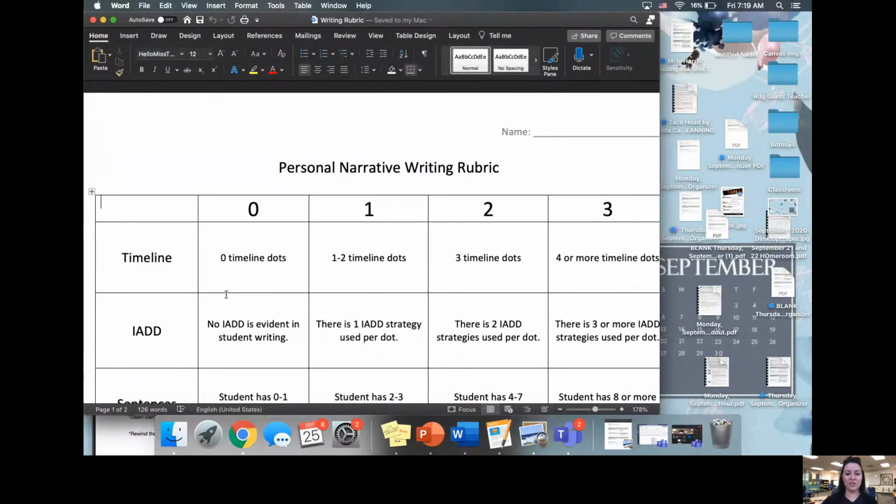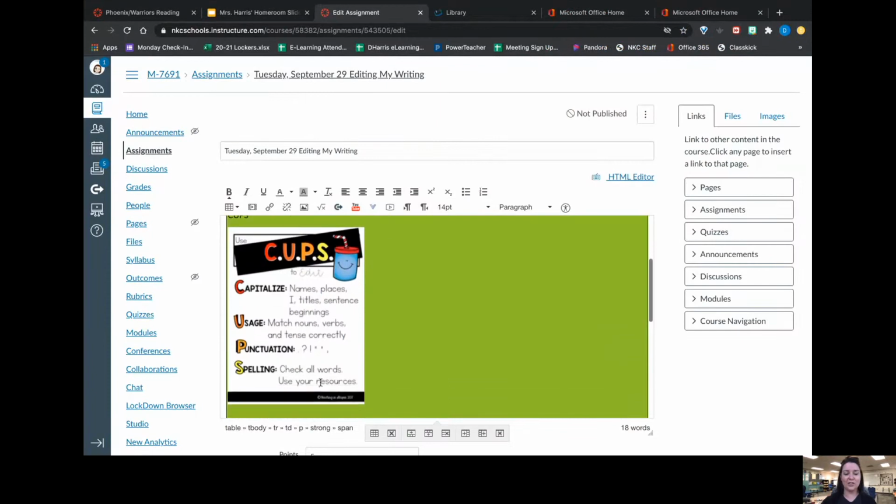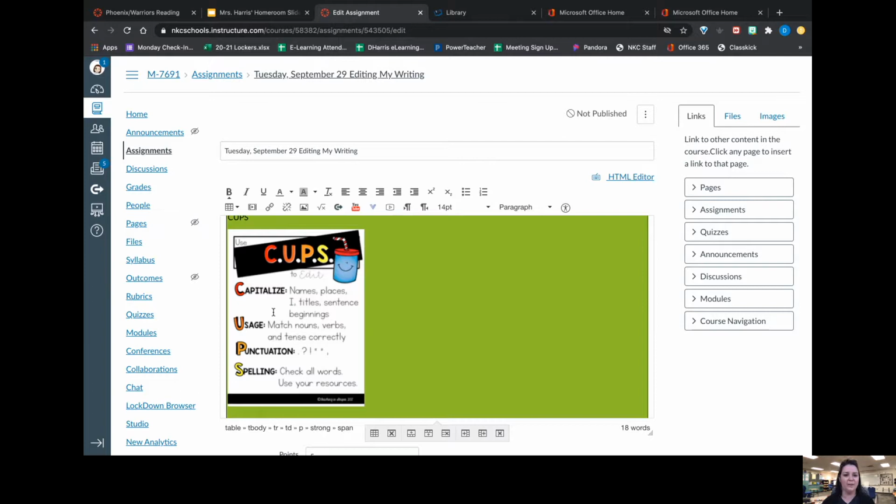All right, so just a couple of things. As far as the strategy that we'll use today, our strategy is called CUPS, and it's right here in our assignment for today. CUPS reminds us to, C is for capitalizing the names, places, I, because I takes the place of someone's name. So the rule is that if a name begins with that capital letter, so does I, because it takes the place of someone's name. Titles of things, sentence beginnings, all need a capital letter at the beginning.